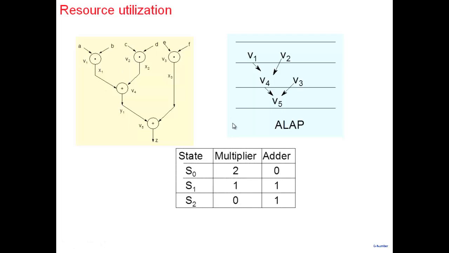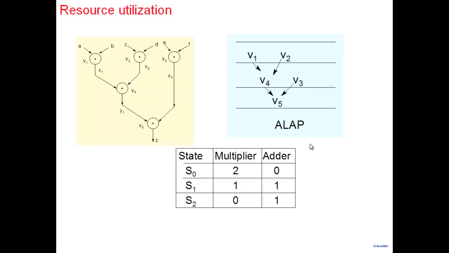Now, if I start looking at resources, in state S0, V1 and V2, I require 2 multipliers, no adder. In state S1, I require 1 multiplier, V3 is a multiplier and V4 is an adder, so I require 1 multiplier and 1 adder. In state S2, I require 1 adder. So that's how I'm using my resources. Obviously, I require 2 multipliers and 1 adder in my system if I go ahead with this scheduling.